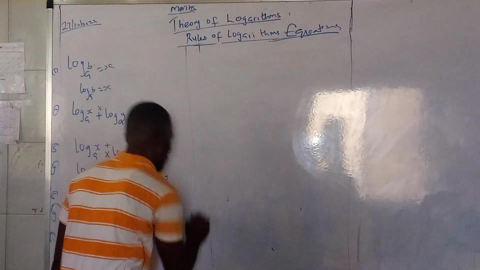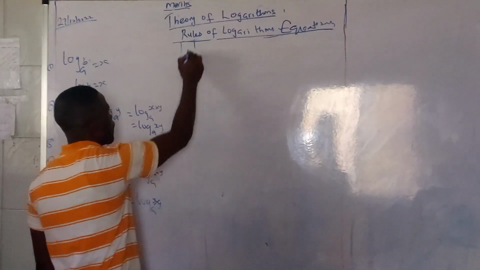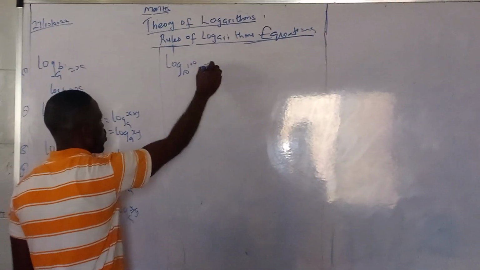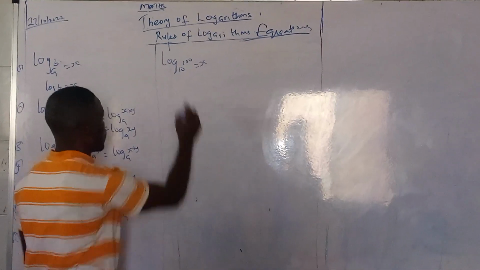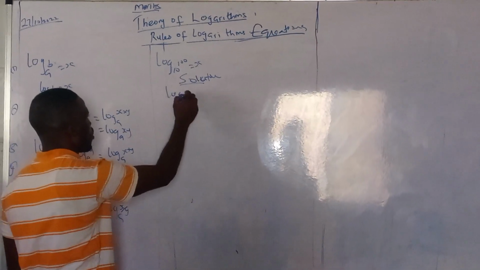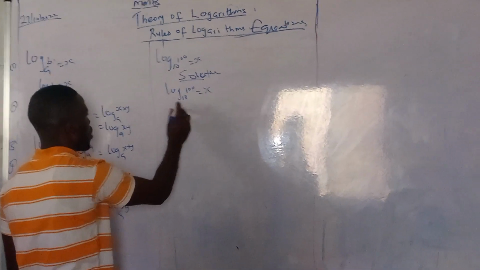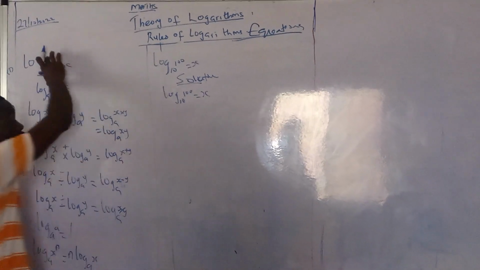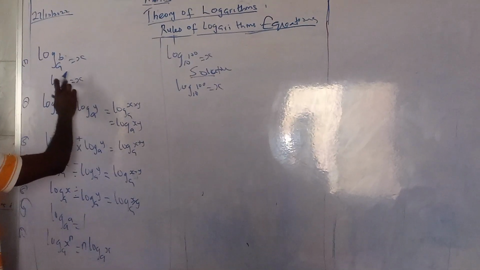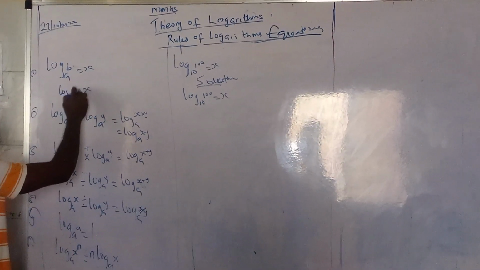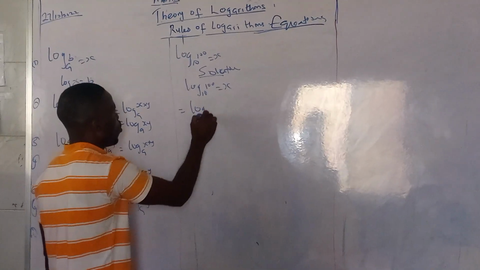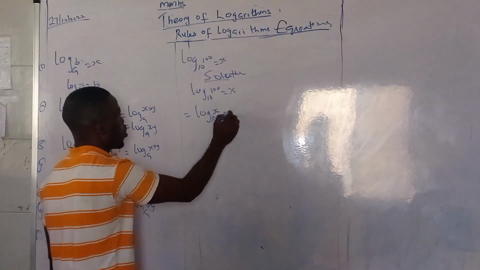So let's solve some questions with this. If you are given log 10 to the power of 100, this will be equal to x. Okay, so the solution: you have log 10 to the power of 100, which is x. So therefore, we are going to interchange based on the formula given to us. We interchange, x will come to this part. So we have log 10, x will come here, equals 100.